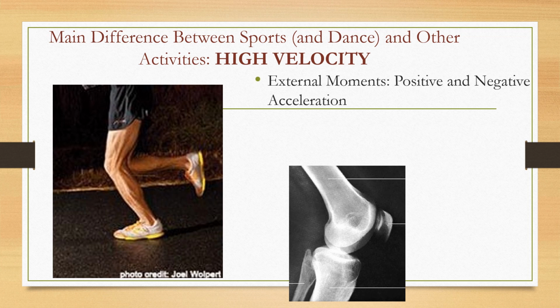Regarding the external moments, remember that the external moment is the product of the force times the moment arm. There you see the axis of rotation of the knee in running. There's the ground reaction force. There's the external moment arm, and let's say that it is 0.2 meters long.